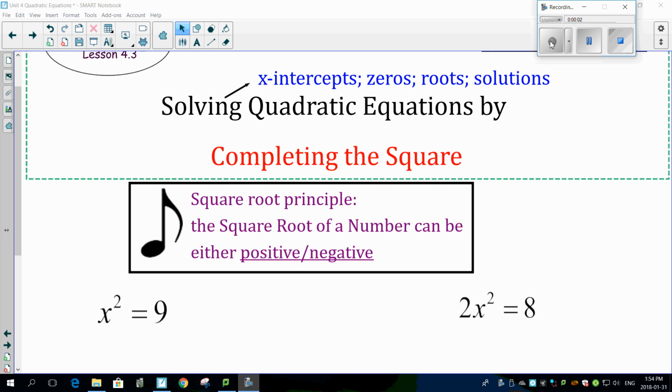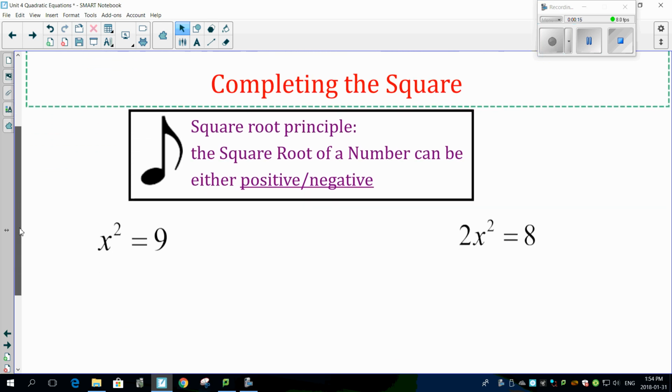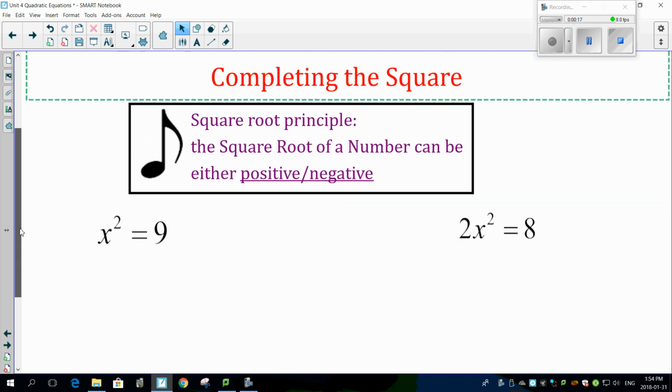Okay, completing the square. Do you remember that? Yeah, it actually becomes an incredibly powerful tool coming up right away. I want to show you something really, really neat. I want to show you probably one of the most important principles out there. It's called the square root principle. Let me tell you what that's all about.